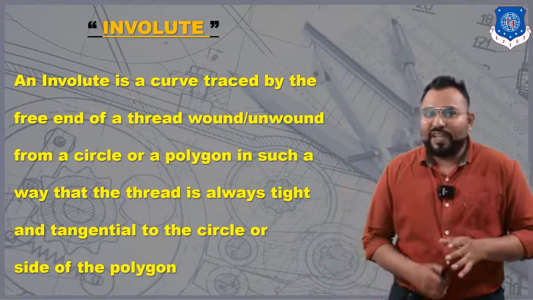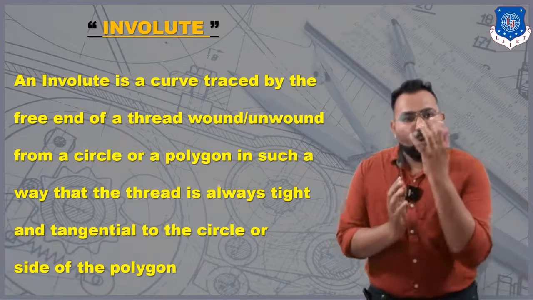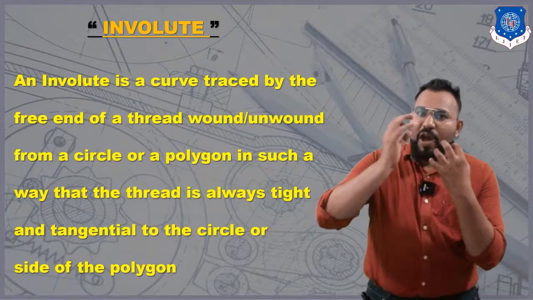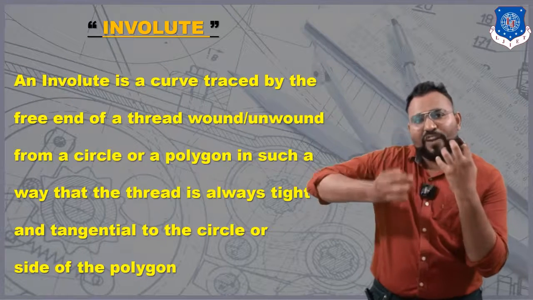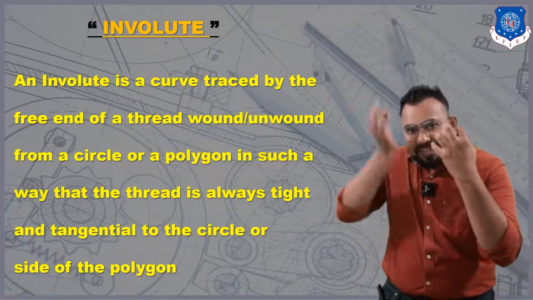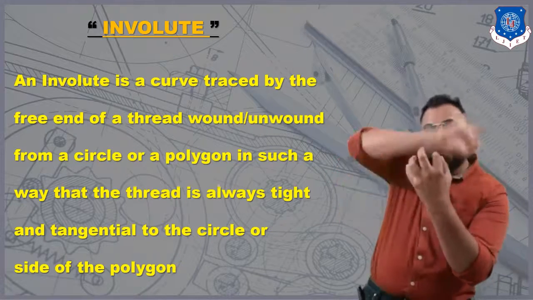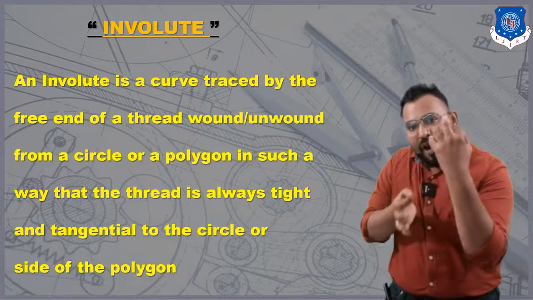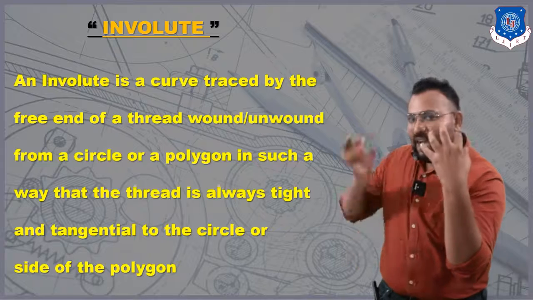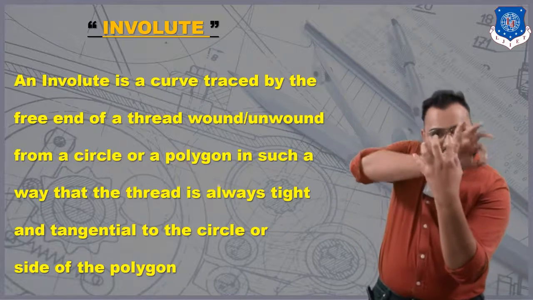Now what is he trying to say? Let's say you have a circular disc, and you have another thing which is a free string. You have a thread with you, and that thread you are going to wound on a circular disc, or unwound on a circular disc. If you are wounding, we are taking the direction anti-clockwise, like this. This is a circular disc and you are wounding a thread on it in an anti-clockwise direction.